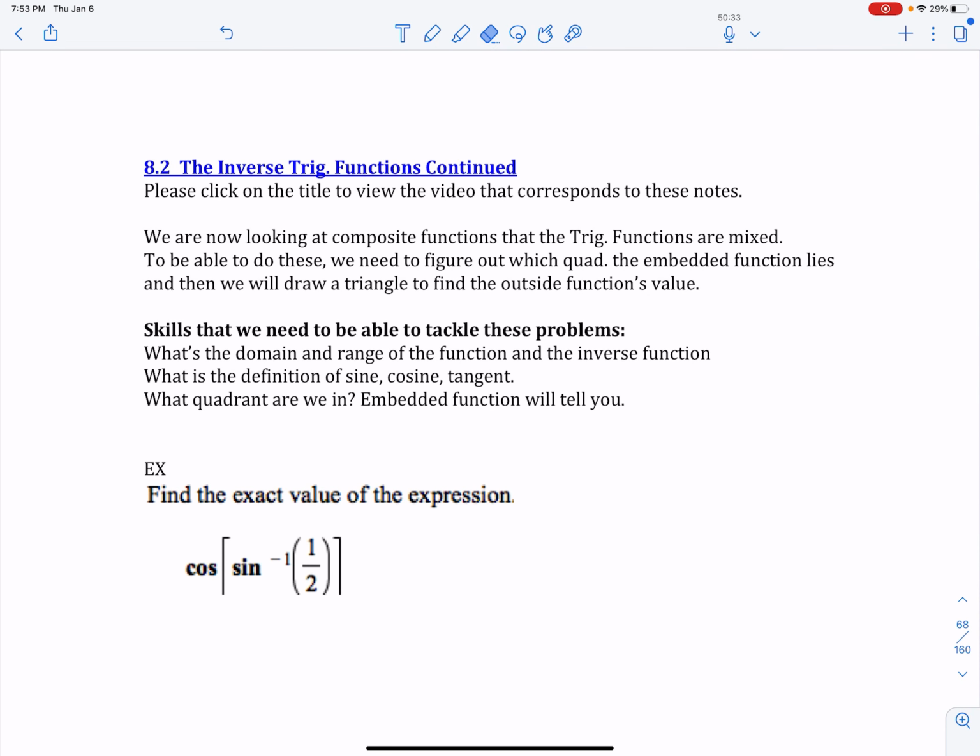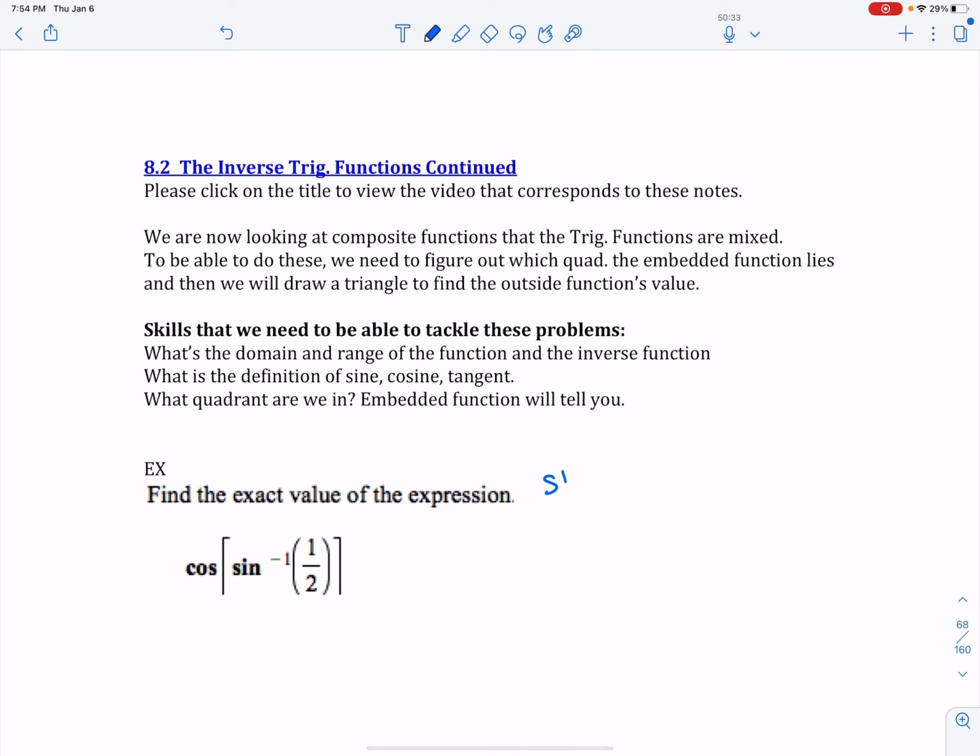This is 8.2, the inverse trig functions continued. So we're going to start off this section with looking at composite functions, but this time around the composite functions, the inside and outside function are not going to be the same. So if we look at this first example, it says find the exact value of the expression. The inside function is inverse sine of 1/2, and the outside function is cosine.